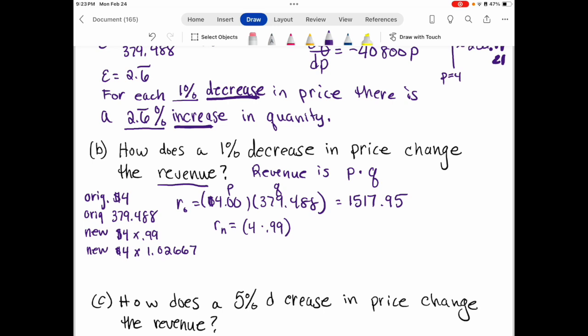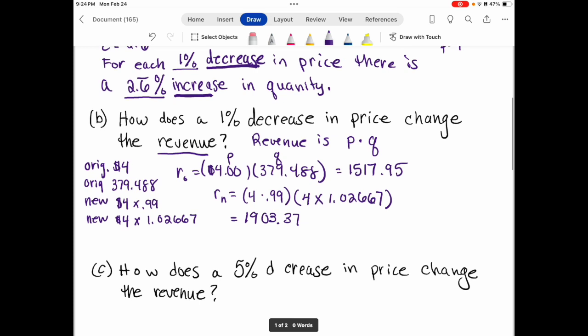So my new revenue is going to be the price, which is $4 times 0.99. That gives us our decrease in price, times the quantity, which is 4 times 1.02667. Now, when you multiply that together, let's see, you're going to get $1,903.37.